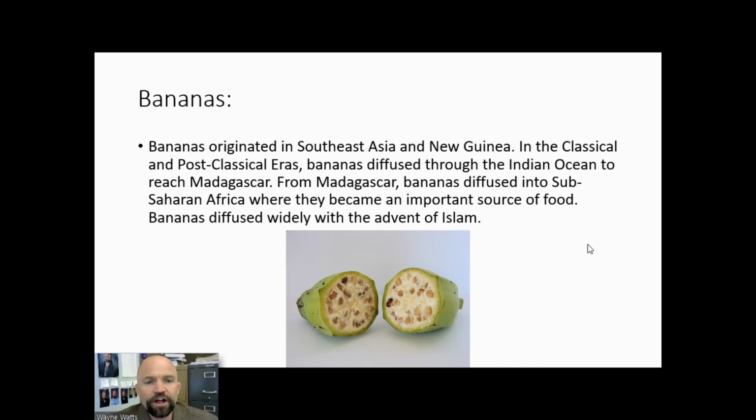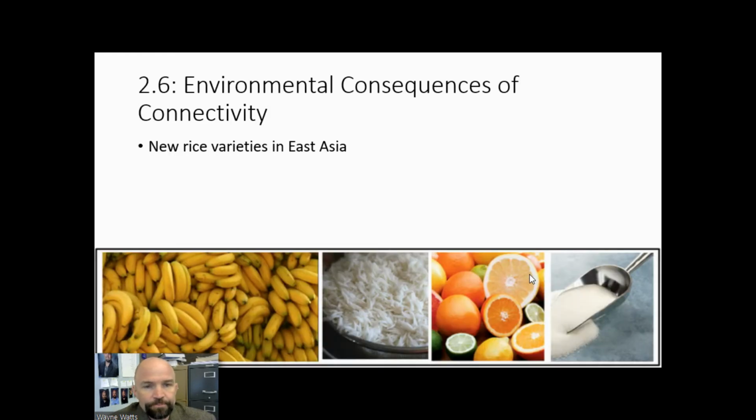Along with a lot of other fruits, bananas are originally from Southeast Asia, New Guinea, that region of the Indian Ocean, bridging over to the Pacific region. In the classical and post-classical eras, bananas diffused through the Indian Ocean to reach Madagascar. From Madagascar, bananas diffused into sub-Saharan Africa, where they became an important source of food. Bananas diffused widely throughout the Dar al-Islam.